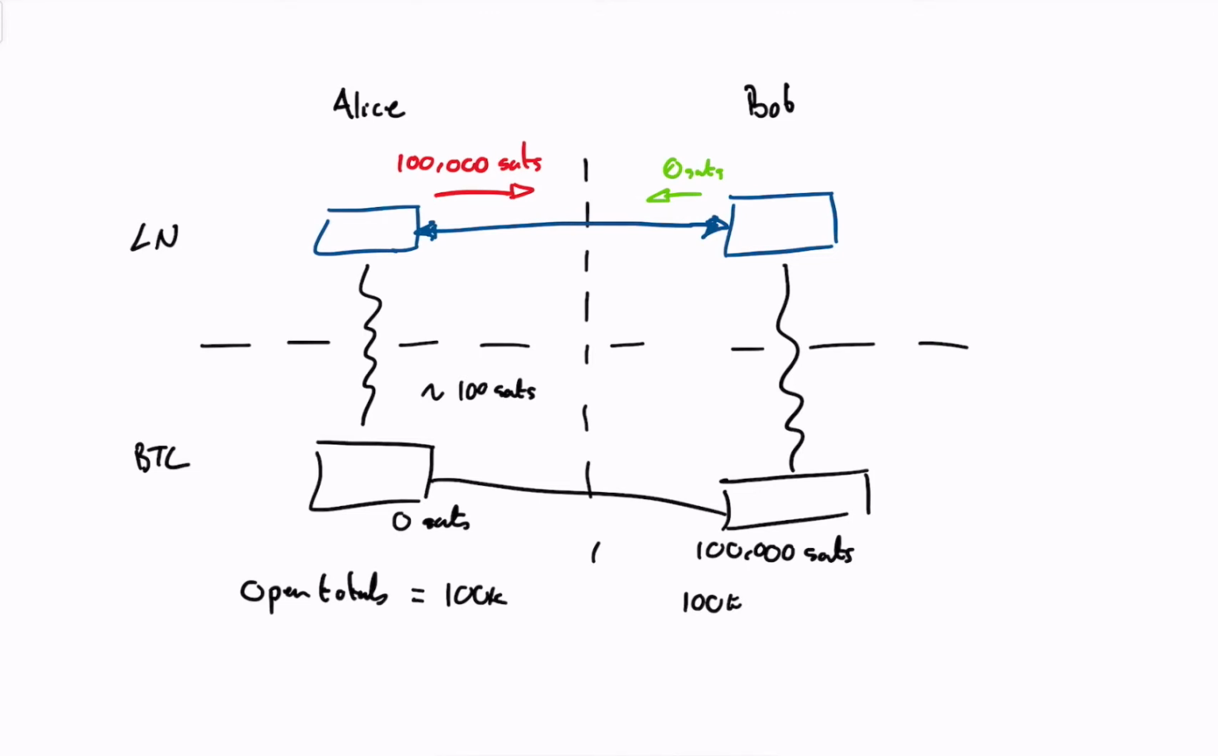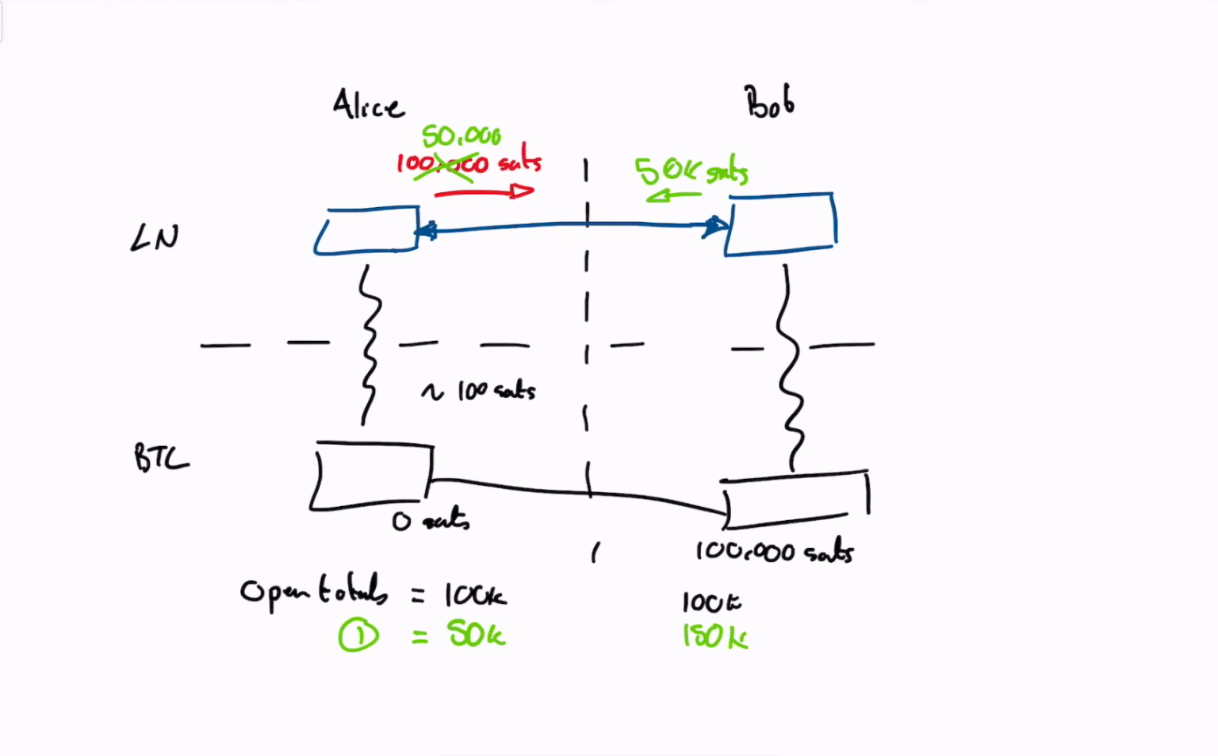So let's get that. Step 1 clearly is that Alice is going to send 50,000 of her sats to Bob, which means that we've got 50,000 sats now available. Excellent. So that's step 1. Now the only problem with this is that our totals are now that Alice has got 50,000, and Bob has got 150,000 sats, which is great for Bob, but not so great for Alice.